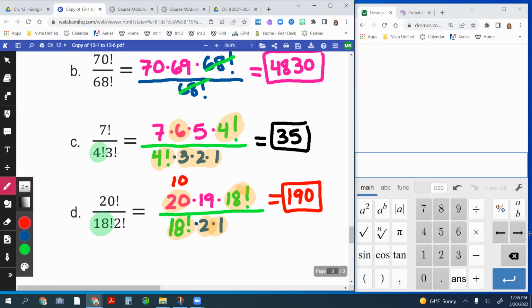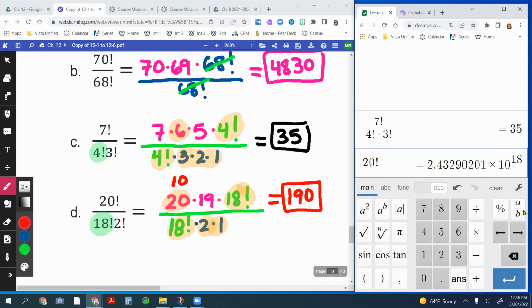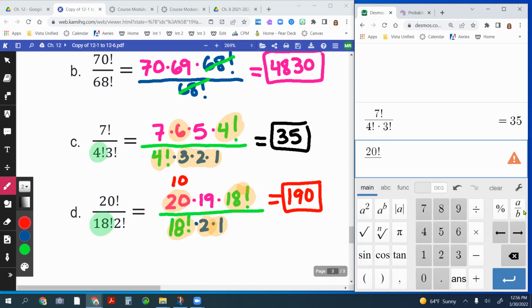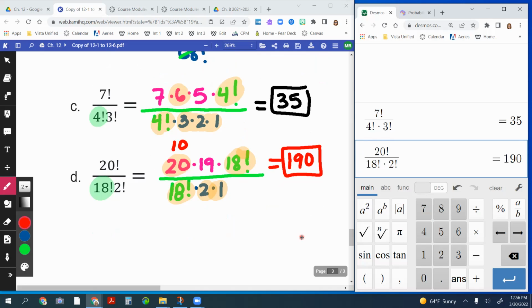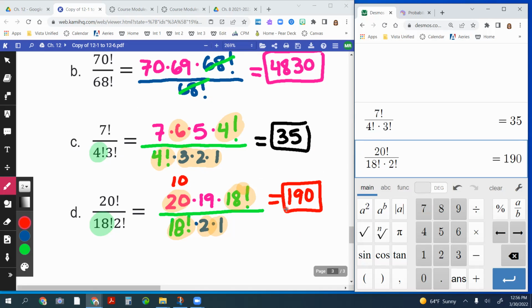So I'm going to get a 10 times 19, which is 190. And just to verify this, I'm going to show you that 7 factorial over 4 factorial times 3 factorial did give me the 35 here. And 20 factorial divided by 18 factorial times 2 factorial did give me the 190. So hopefully this will help you out on the classwork if you didn't finish it in class.